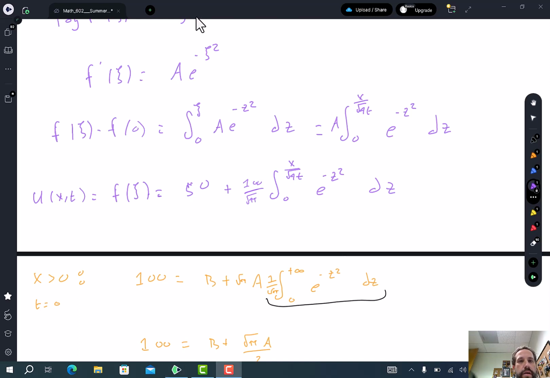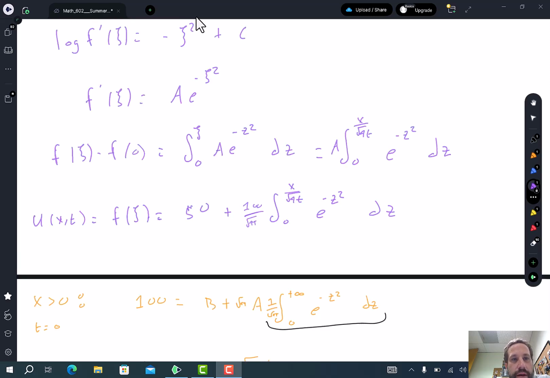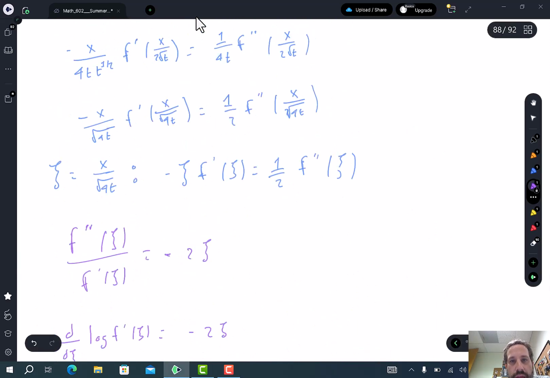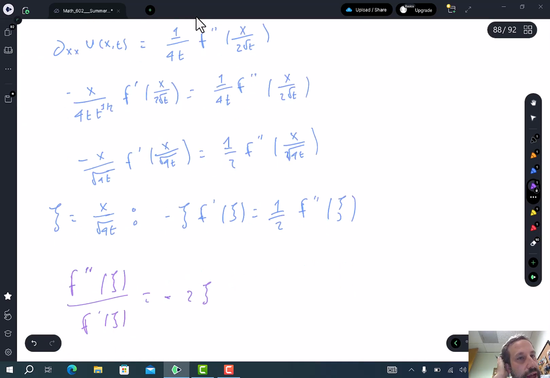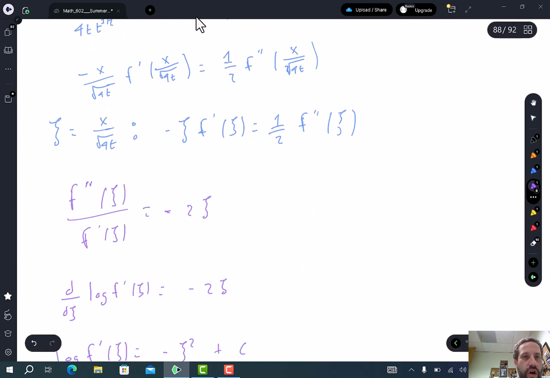So we were able to take this alternate approach to finding a solution to the diffusion equation by first looking at the formula and suspecting that the solution should be of a particular form, something like a function of x over the square root of 4t. But we kind of have to solve, at least the way we did it here, we had to solve the PDE.